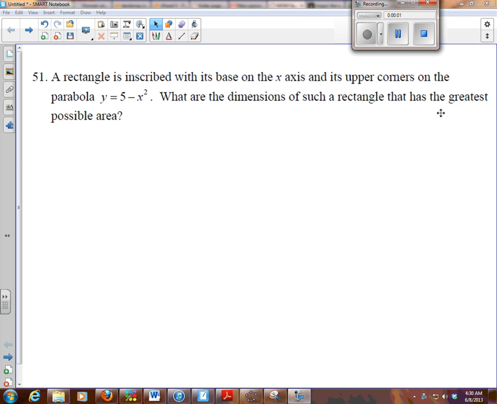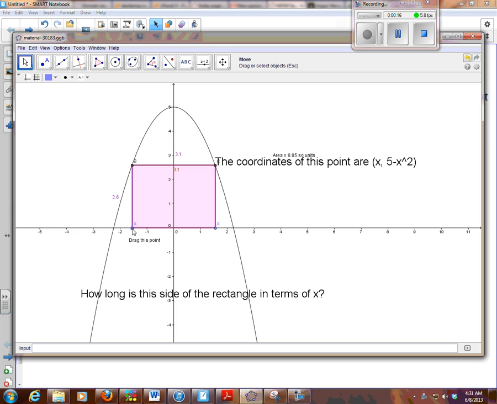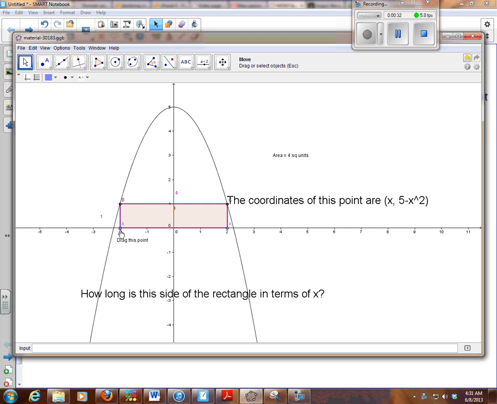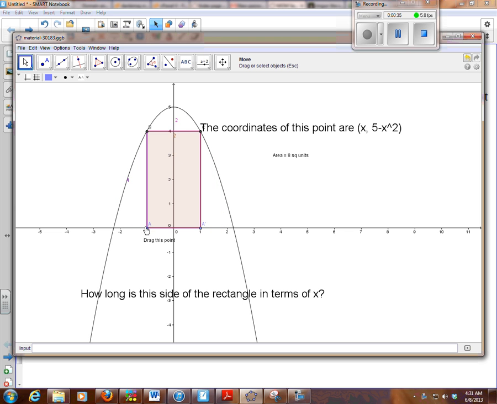So here's a walkthrough, number 51 in section 3.3, and we're looking to maximize the area of this rectangle. Come up with the dimensions and maximize the area of this rectangle. So what I did is I created this GeoGebra applet, and here's the situation. Here's the parabola that we're inscribing this rectangle in, and what we're trying to do is figure out what rectangle, I'm sorry, will maximize the area.